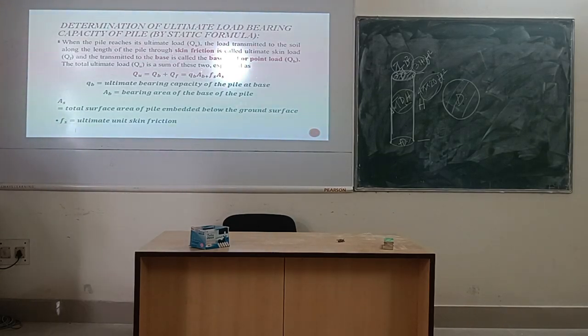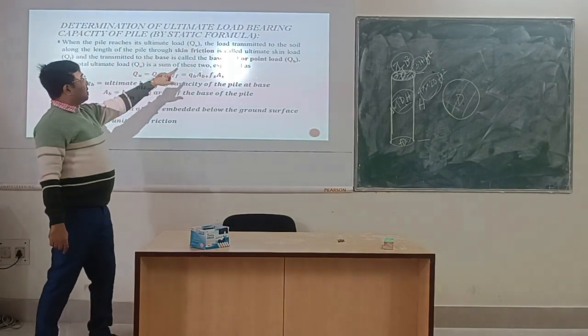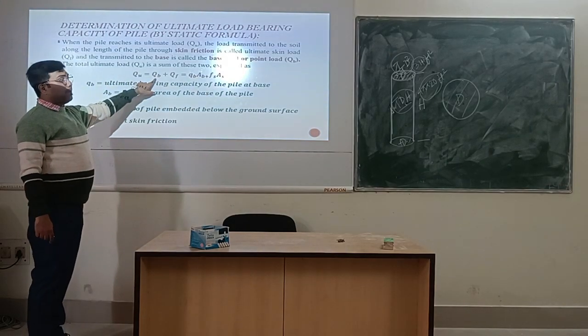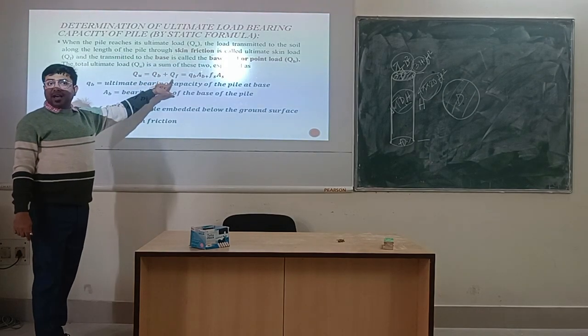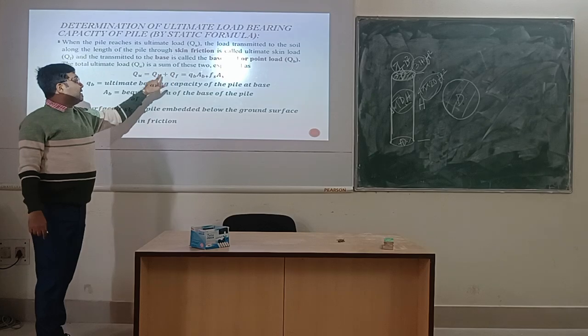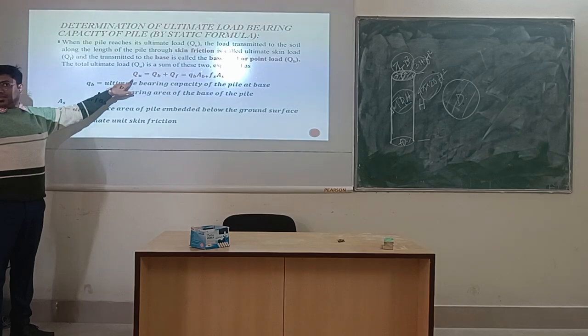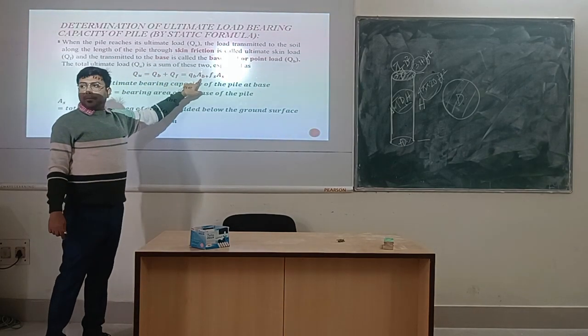So this is the ultimate bearing capacity of pile foundation by static formula, and already you know there are two parts, that is the skin friction and base load or end bearing capacity. Now this is the base load or point load or end bearing capacity, that is QB, and QF is the skin friction capacity. The summation of these two will be the ultimate load bearing capacity. And this QB is the small qb multiplied by AB.